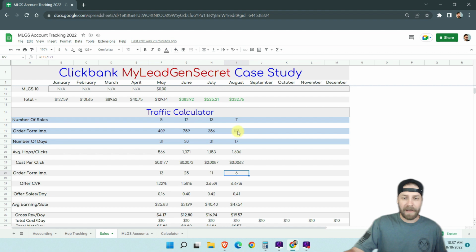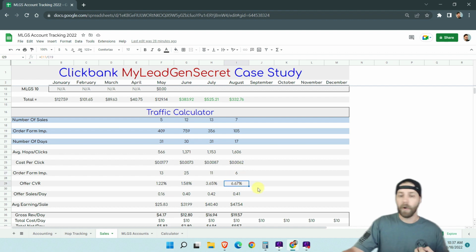Based on my average of how many order form impressions per day, the order form impressions for the month divided by the number of days calculates how many average order form impressions I'm getting per day. Let me repeat that. The total number of order form impressions in the month reported so far divided by the number of days reported so far calculates the average number of order form impressions per day. This isn't guaranteed. This is just based on the average.